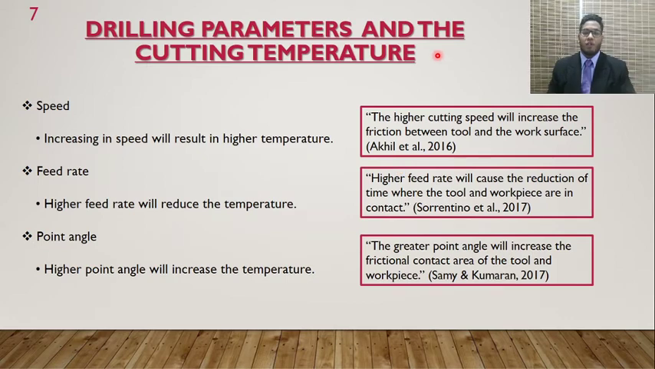Now, we move to the next slide, which explains the effect of drilling parameters on the cutting temperature. First, speed. Increasing speed will result in higher temperature. It will increase the friction between the tool and wood surface. The friction will generate heat and it will result in the rise in temperature during drilling. Next, feed rate. A higher feed rate will reduce the temperature. This is because of the reduction of time where the tool and workpiece are in contact.